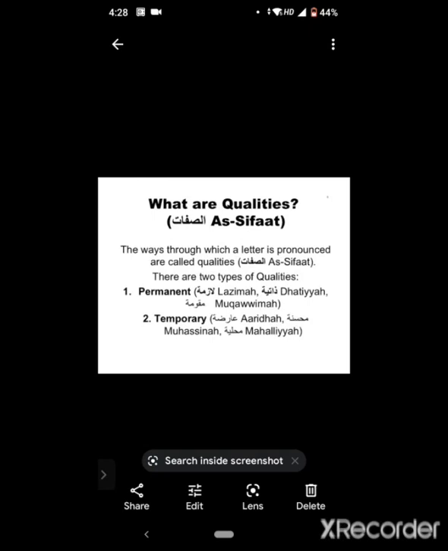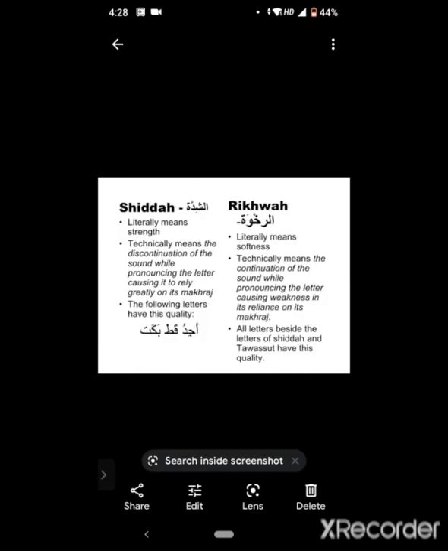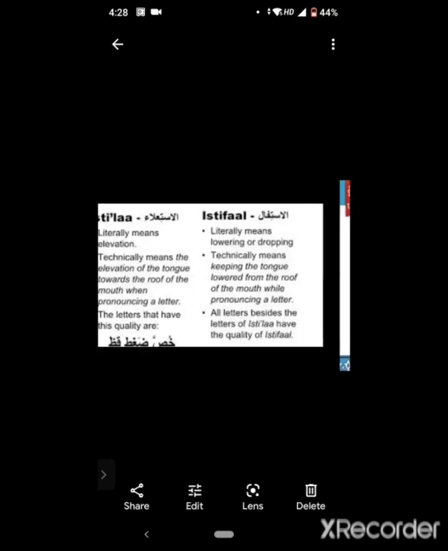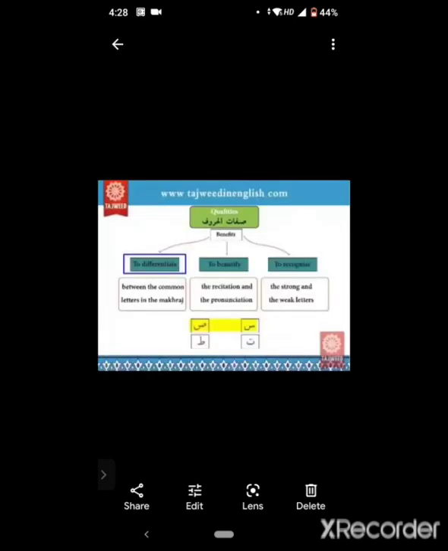So we'll start with sifat lazima. What are those sifat lazima? Sifat lazima means, as I said, those qualities won't leave the letter anyhow. So first of all, this sifat al-huruf, what are the benefits?